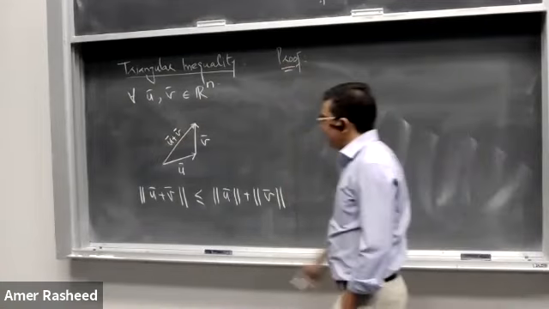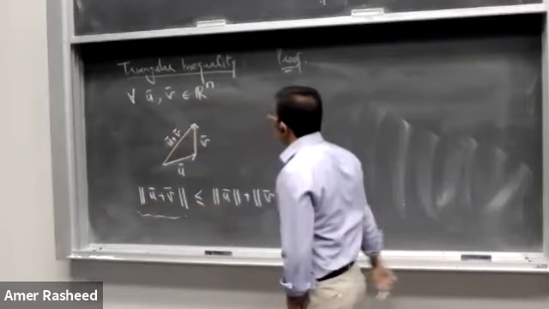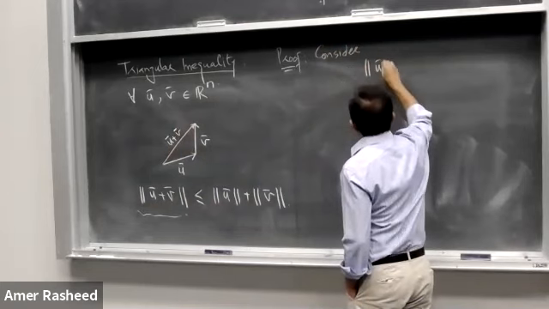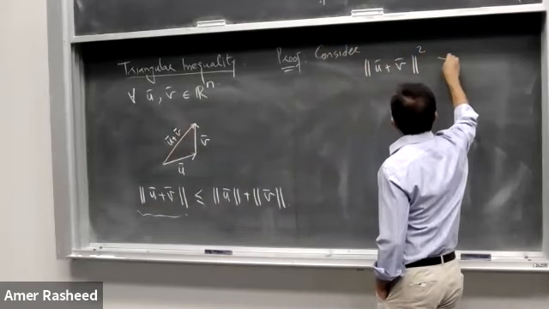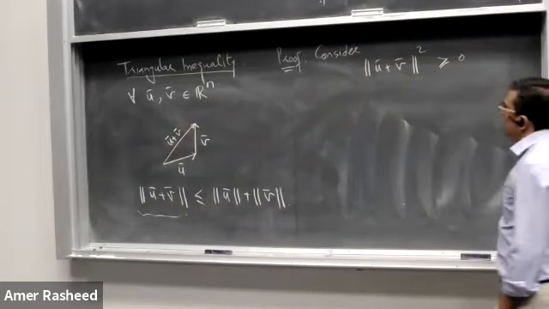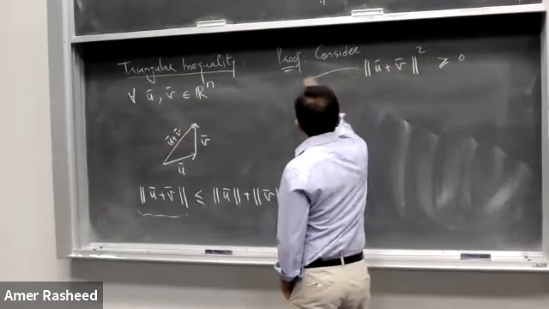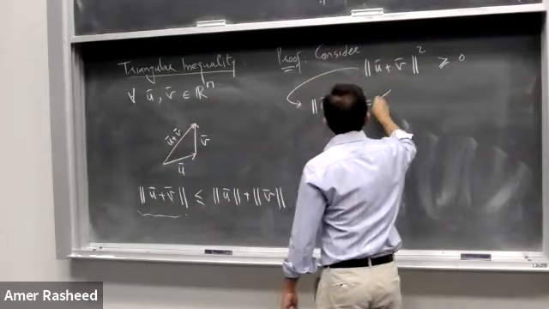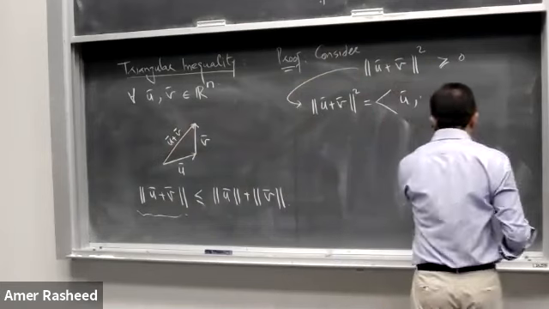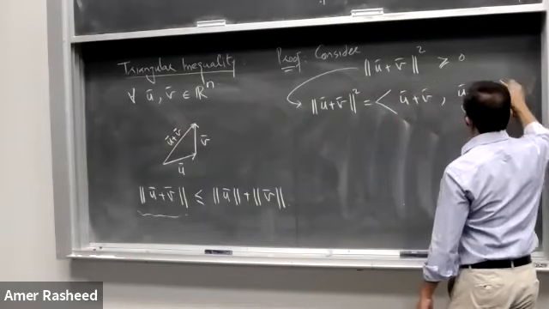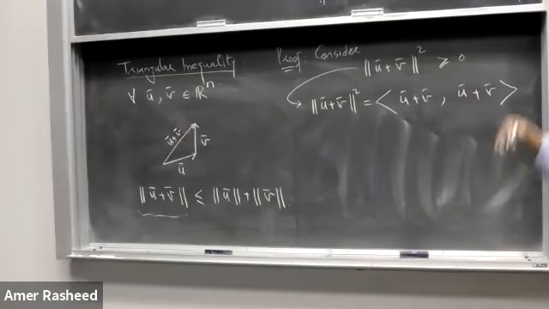We start with the left-hand side, and consider the norm of u plus v. This is always greater than or equal to 0. You know it, the norm of any vector is always nonnegative. So now, by using the expression of the inner product, we can write that the norm square of u plus v is equal to the inner product of u plus v, comma u plus v, with the same logic we used in proving the Cauchy-Schwarz inequality.